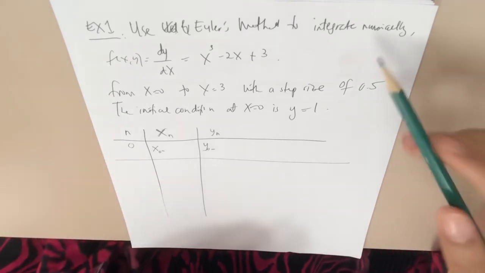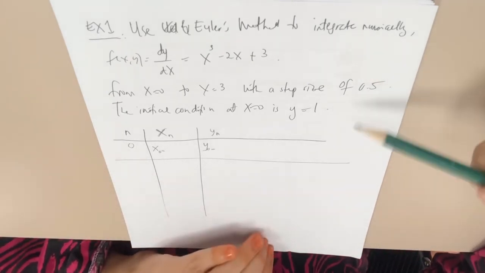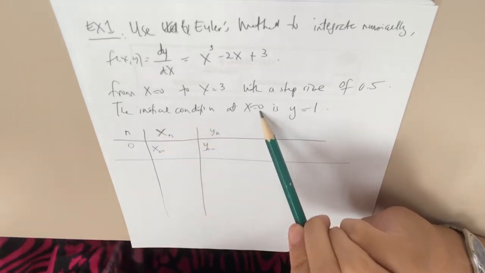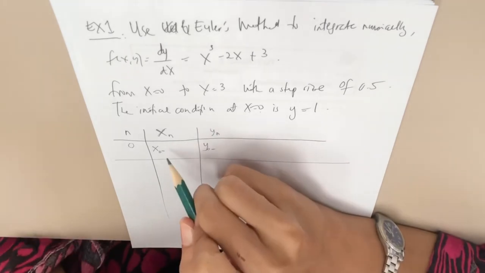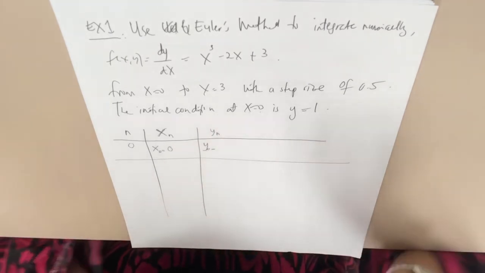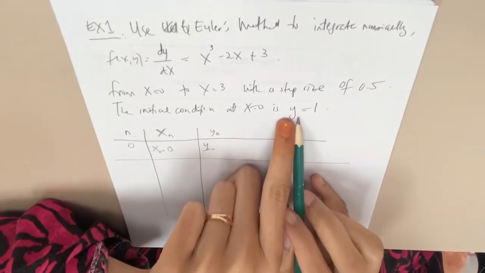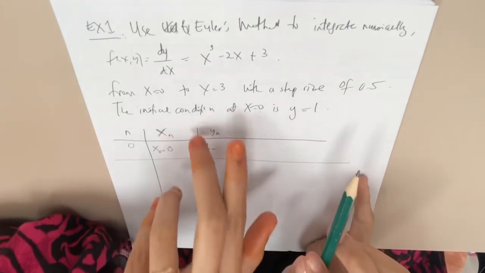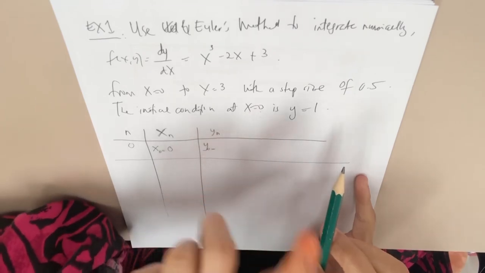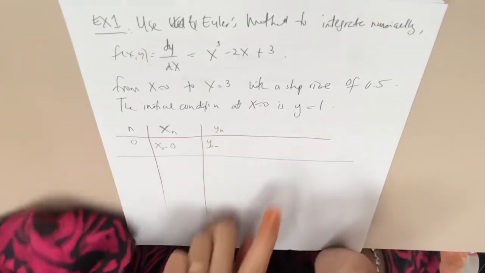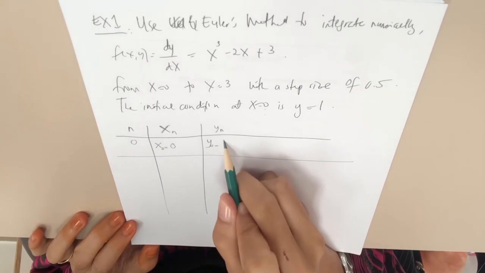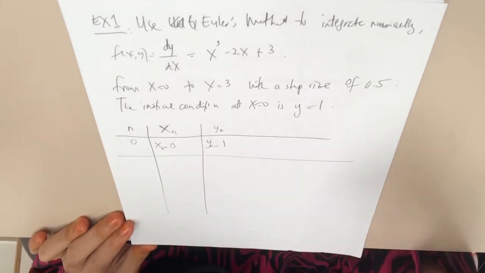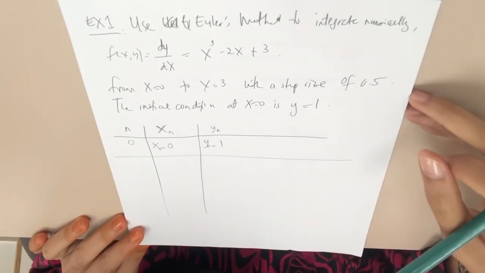For X0, the initial point, based on the sentence that you have from the question, it mentioned the initial condition at 0. So your initial X is 0, and it already said that when X is 0, Y is 1. So this is the initial X, and this one is your initial Y. So your Y0 is 1. For the first one, you can get the value from the question itself.